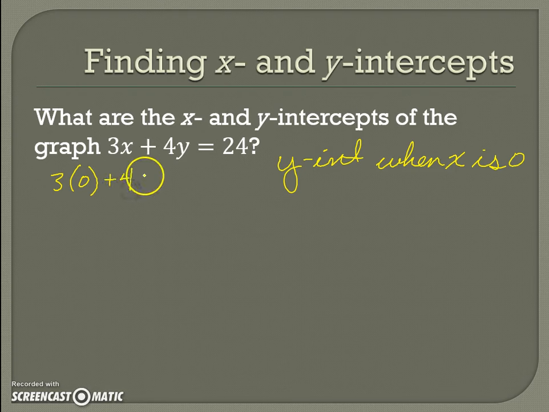plus 4y equals 24. Well, notice here that anytime any number is times 0, it makes that particular number go away, or in other words, it multiplies out to 0. So here I have 0 plus 4y, which is just 4y. I'm going to just ignore that and divide both sides by 4 and solve for y. All right, so y equals 6, which is the y-intercept. Okay, so 6 is the y-intercept.